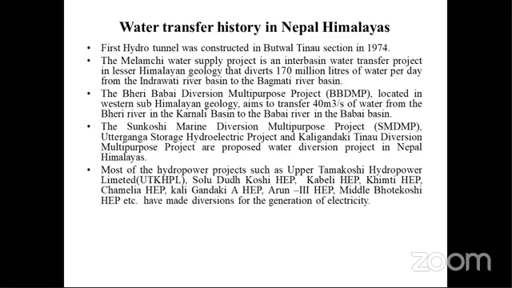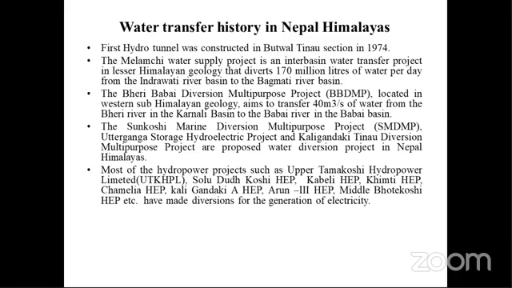Firstly, talking about the history of water transfer in Nepal Himalayas, it started from 1974. It started in the Tarai section, that is the Butwal Tinau section, as a hydro tunnel, and gradually the interbasin concept was also introduced. In the Lesser Himalayan section, the Melamchi water supply project was introduced as an interbasin water transfer project, which aimed to divert 170 million liters of water from the Indrawati river basin to the Bagmati river basin, especially to fulfill the drinking water demand of the Kathmandu Valley.